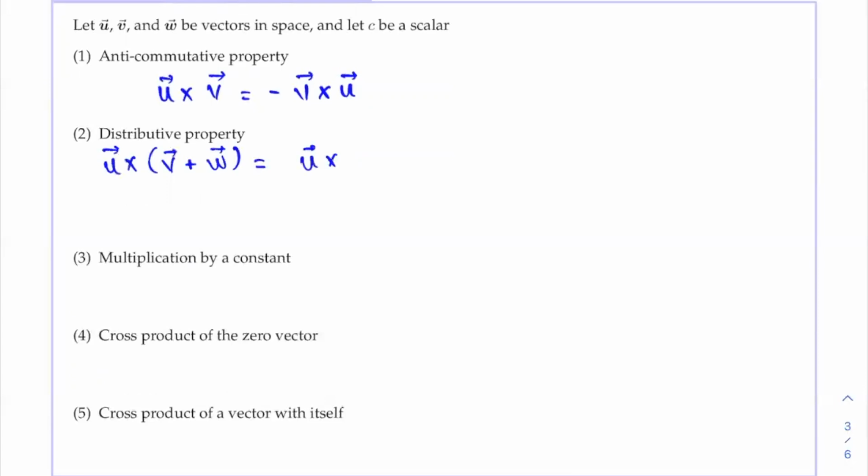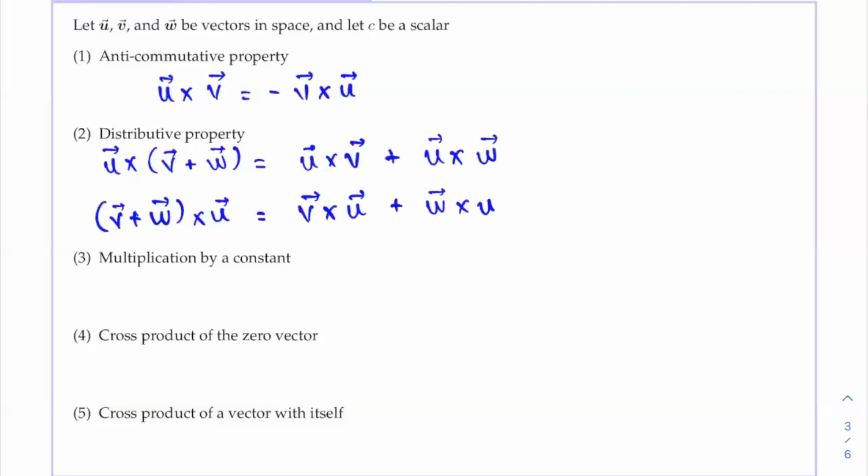So U crosses with V, because at the beginning U stays on the left of the parentheses. So when you do the distribution, U has to stay on the left of the cross product, plus U crosses with W. Now, instead of the left cross product, you do the right cross product, that is V plus W crosses with U. Now U stays on the right of the cross product. When you do the distribution, you have V crosses with U plus W crosses with U. So you have to be careful when you do the distributive property for the cross product.